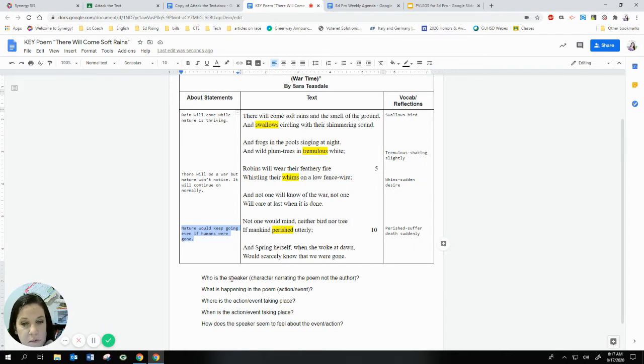The first one is, who is the speaker? A character narrating the poem, not the author. And I like to answer questions in red just because it's easier for me to look at when I'm grading. So who is the speaker? And we don't need to write in complete sentences for this. So I got to ask myself, who would be saying this? And it would be probably someone that is observing nature during wartime, right? So that is the who.